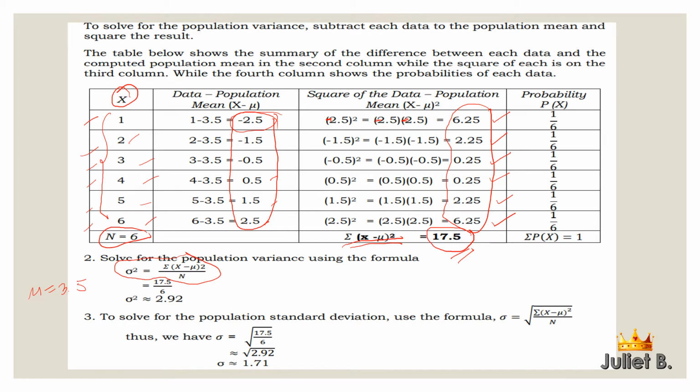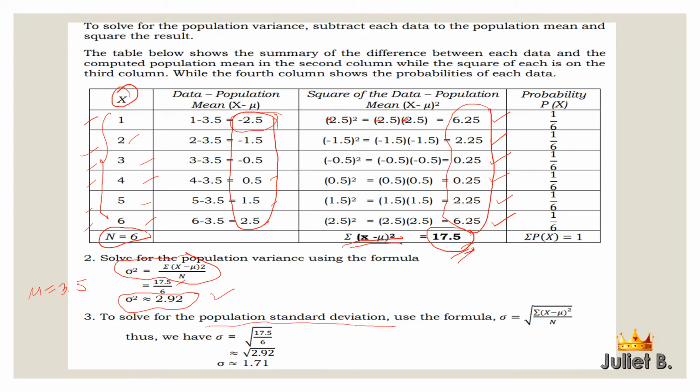Since we now know that the summation of x minus the population mean squared is 17.5, we now have 17.5 divided by 6. And 17.5 divided by 6 is 2.92. So this is now the population variance. So, number 3, after we get the population variance, let us now get the population standard deviation.